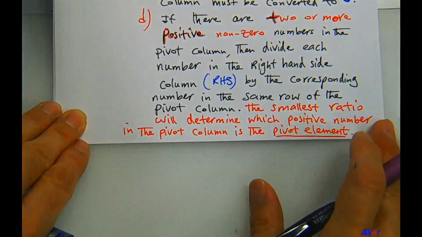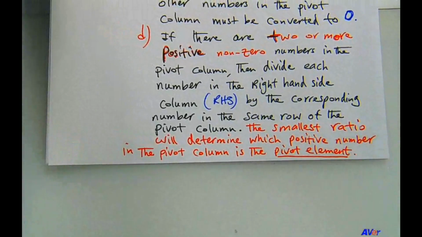So if we have two or more positive numbers in the pivot column, then how do we find which one is the pivot element? This is how. We will divide the number in the right-hand side column by the corresponding number in the same row in the pivot column, and we do this for all the positive numbers in the pivot column, and find out which of these ratios is the smallest. The smallest ratio will tell us which one of those positive numbers in the pivot column is the pivot element.